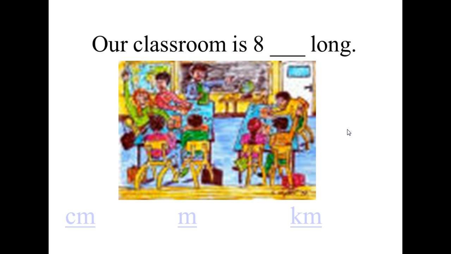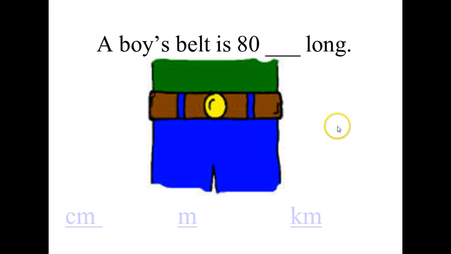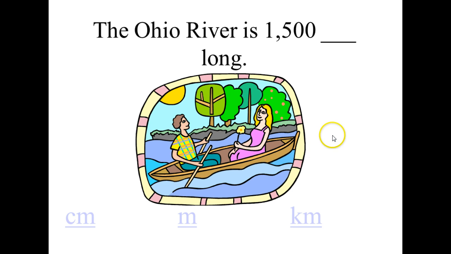The classroom is 8 blank long. Well, if I laid down about 8 meter sticks, it would reach from one end to the other, so it must be meters. A boy's belt is 80 of these long. When we had the measuring tapes out, if you wrapped it around somebody, the only one that's going to make sense is 80 centimeters. The Ohio River is 1,500 of these long. Okay, it's definitely not centimeters. Some people think it could be meters.